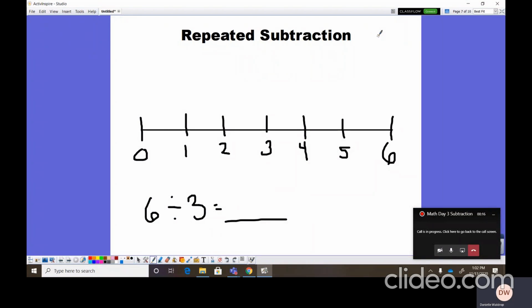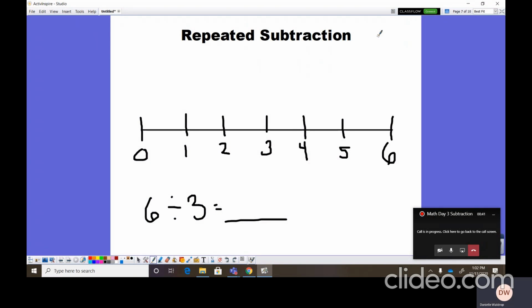All right, this is just a short video to help you remember repeated subtraction. We're going to do a few examples together. You need your worksheet, Day 3, Model Division as Repeated Subtraction, in front of you. We're going to do the first 4 together up at the top, and then you can do the rest of them on your own. Okay, all right.